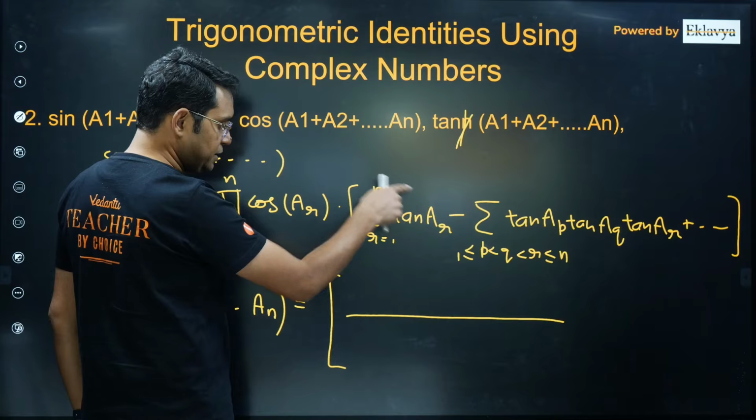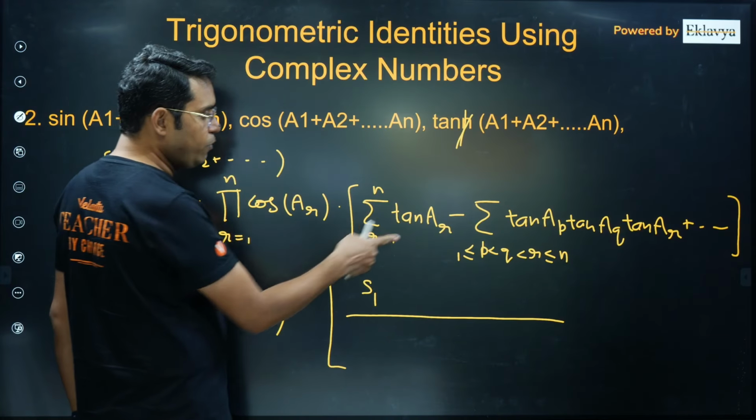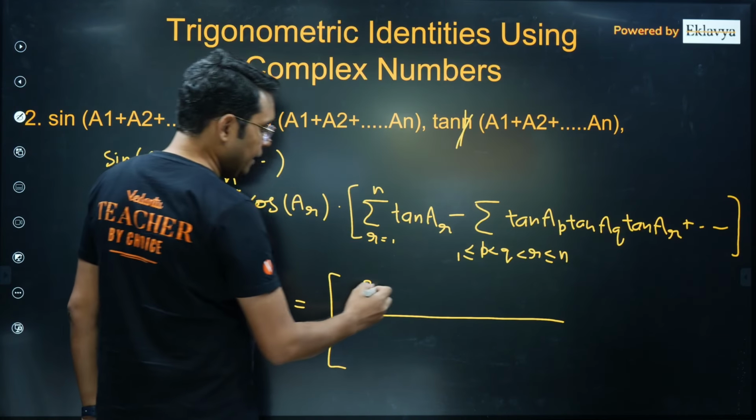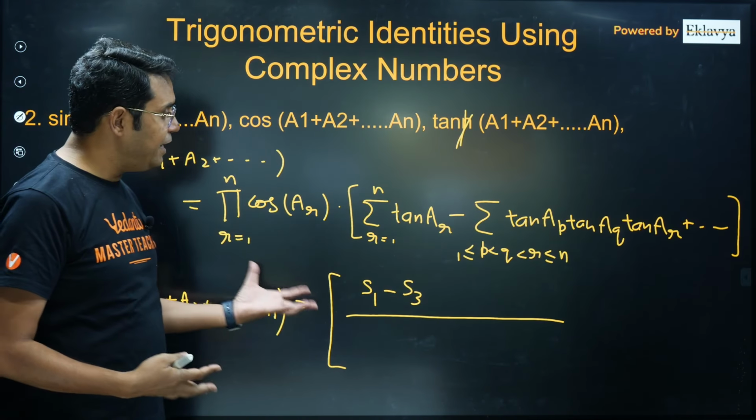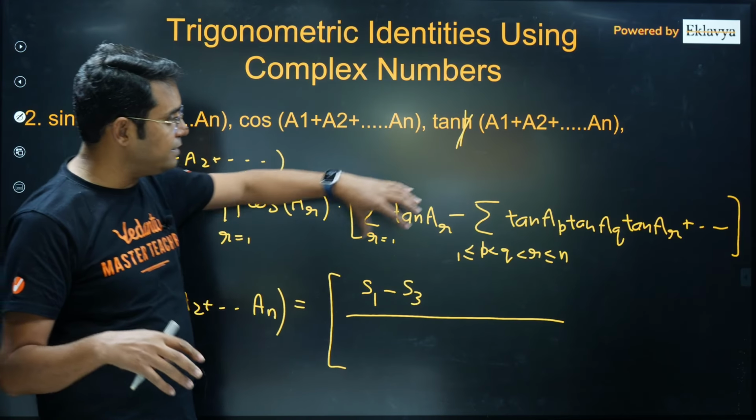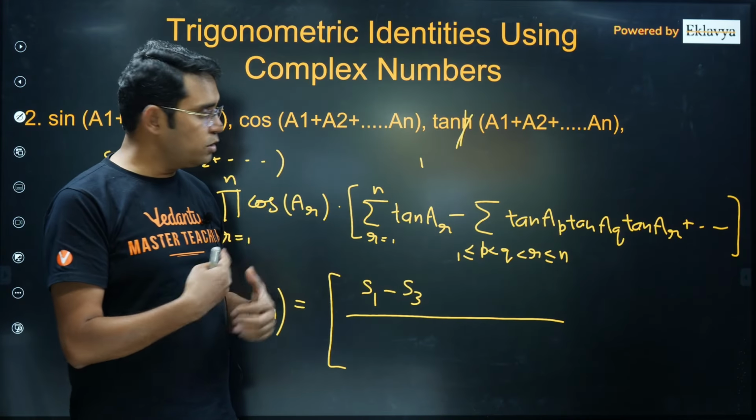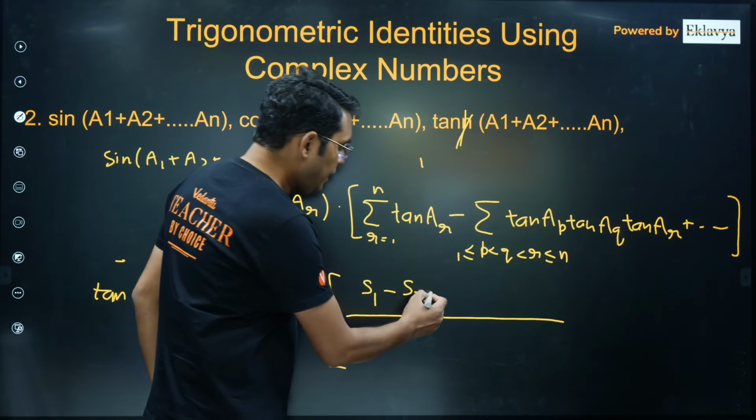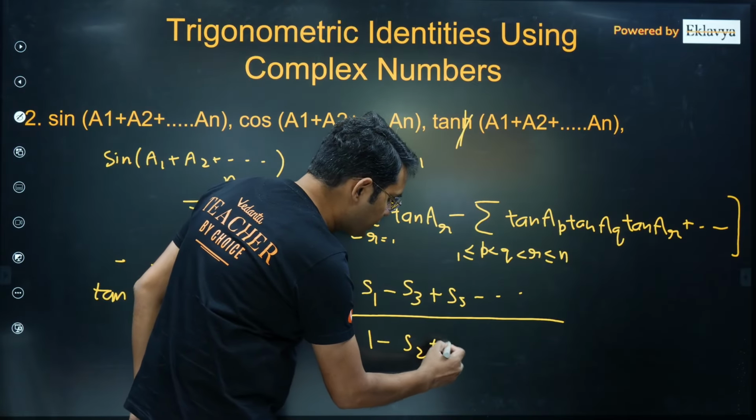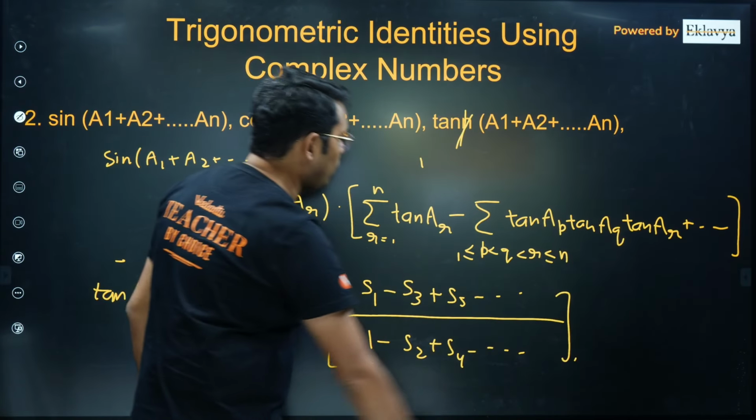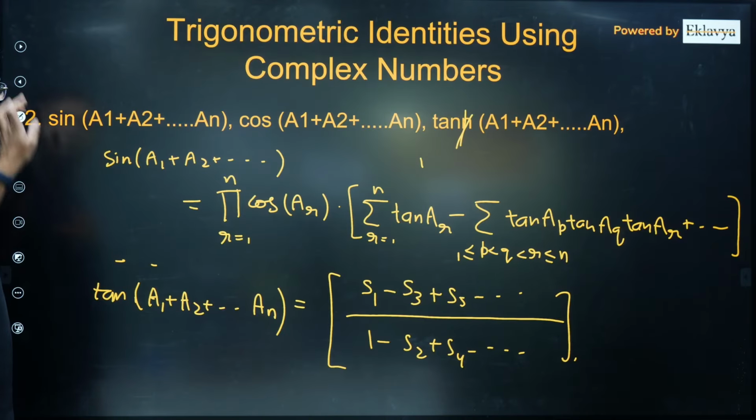So in the numerator, the first term you can write as S1. S1 means the sum of tans taken one at a time. Then minus S3, that means the sum of all the tans taken 3 at a time, the product of 3 tans at a time. So tan A_P, tan A_Q, tan A_R, all possible combinations of that will be here in S3. Then S5 and so on. Here it will be 1 minus S2 plus S4 and so on. So this is how your tan of A1 plus A2 plus A3 up to AN can be derived.